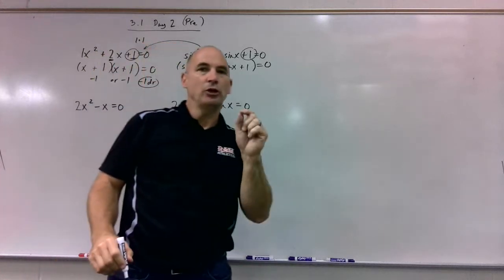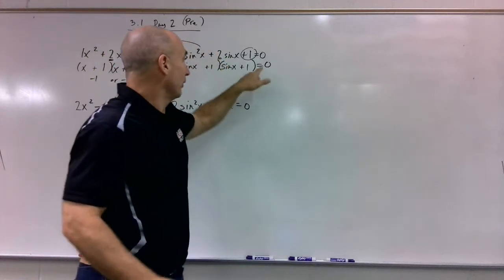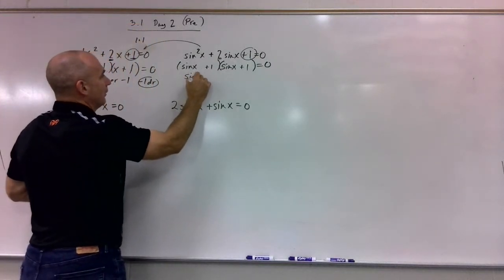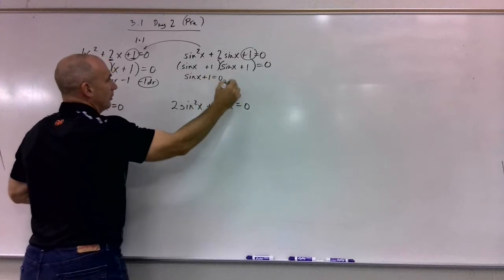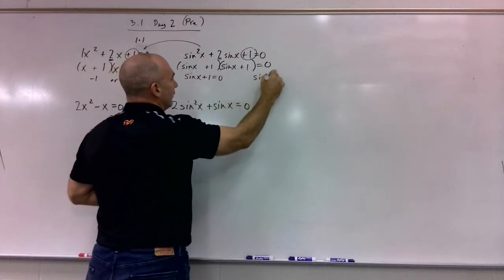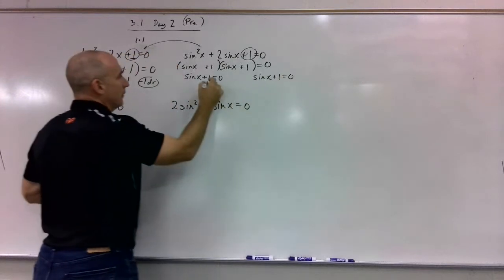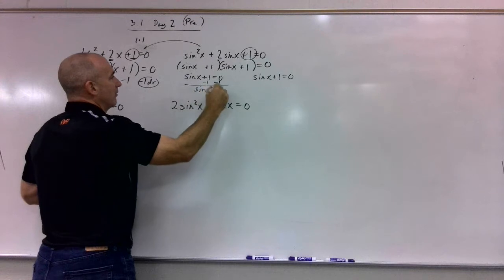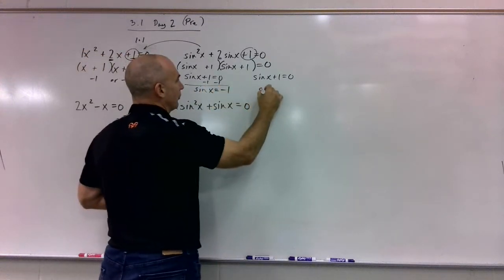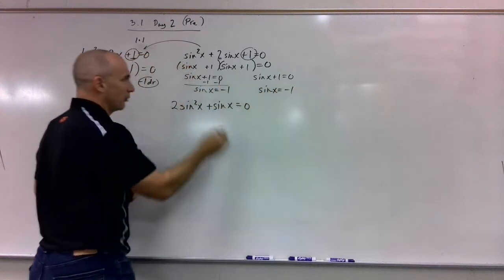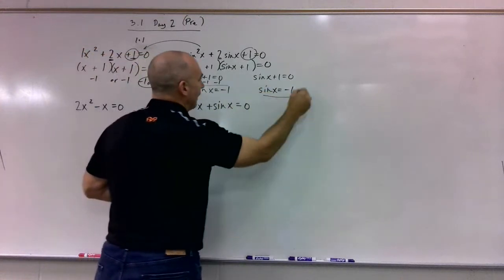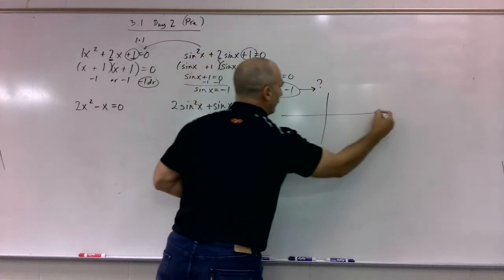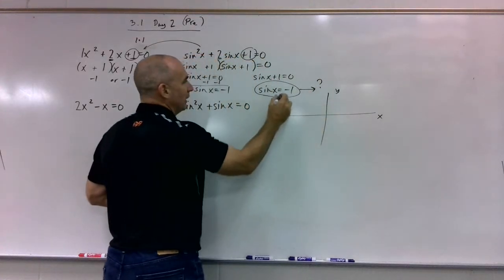Now here is a huge difference compared to these and these. If I look at this, I'd have to go, okay, I'm going to literally set this equal to 0, and I'm going to literally set this equal to 0. Now notice they're the same thing. So I'm going to subtract 1. So I get sine of x equals negative 1. And over here, I'm just going to get the same thing. So really, I don't need to solve both of them. I just need to solve one of them. So the question is, where in the world could sine actually equal negative 1?